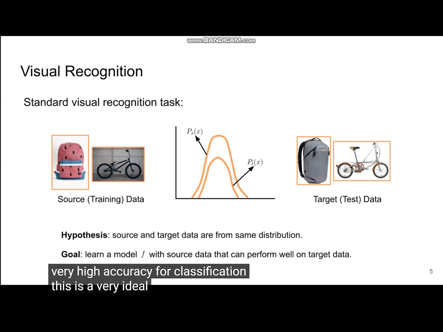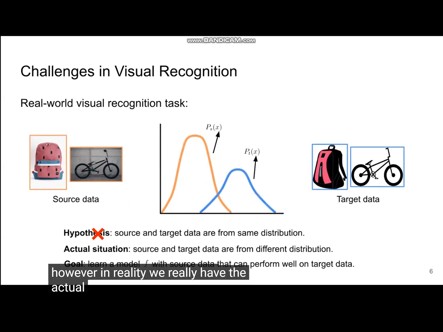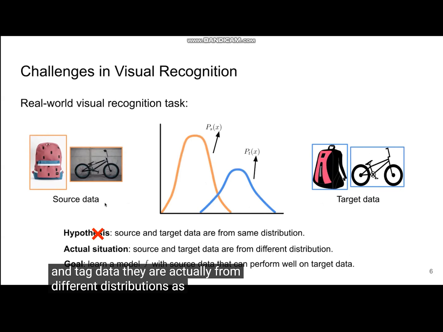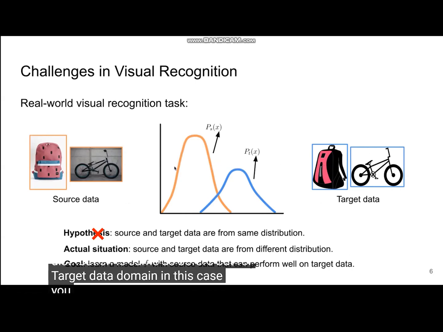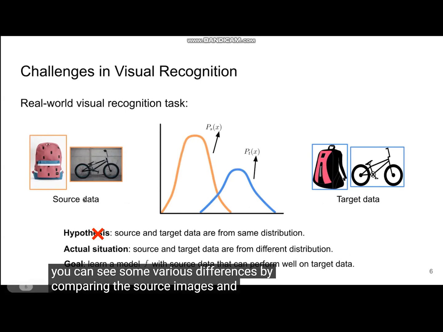This is a very ideal assumption. However, in reality, we usually have the situation where the source data and target data are actually from different distributions, as you can see from this figure. The source distribution is similar as before, but for the target data domain, in this case, you can see some visual differences by comparing the source images and target images.